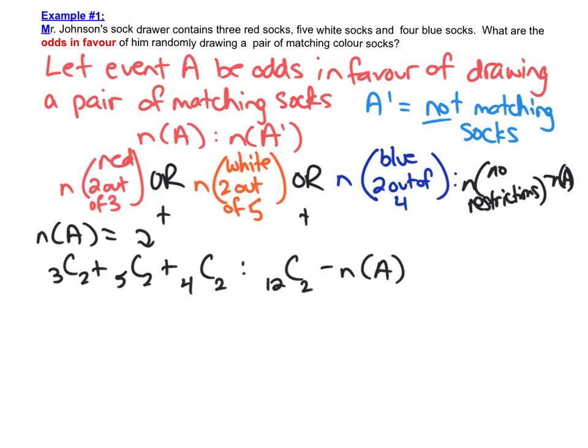So 3 choose 2, plus 5 choose 2, plus 4 choose 2. When I add those all up, it's 19. 12 choose 2 is 66, minus the number of ways I could get the 3 choose 2, 5 choose 2, or 4 choose 2. And so my odds of choosing matching socks versus not matching socks is 19-47.